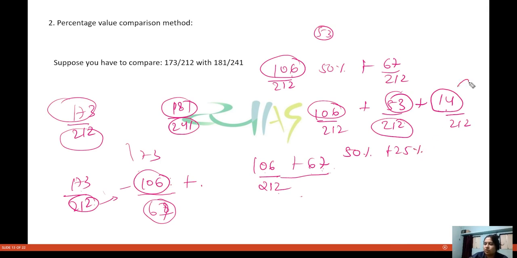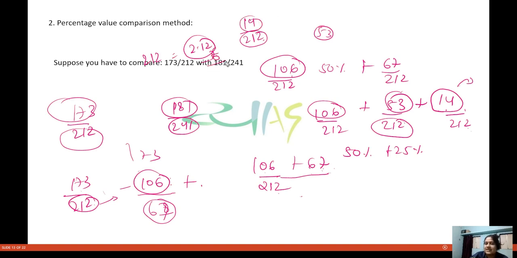And what about this one? This one is 181 divided by 241. So I know half of 241 is 120.5, and half of 120.5 is 60.25. Okay, and this is making how much?